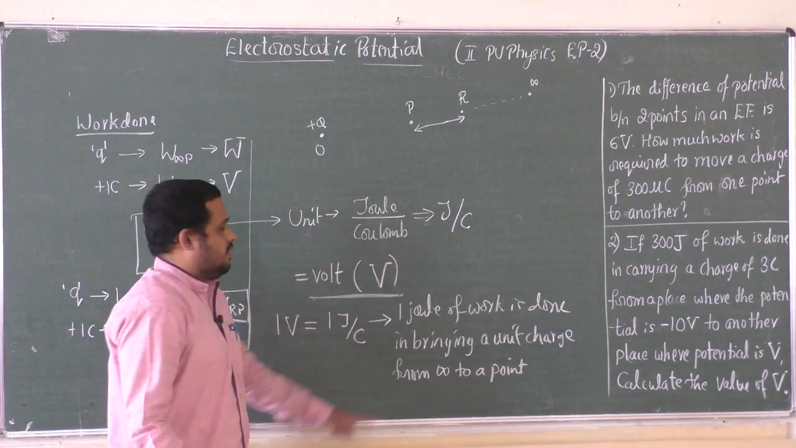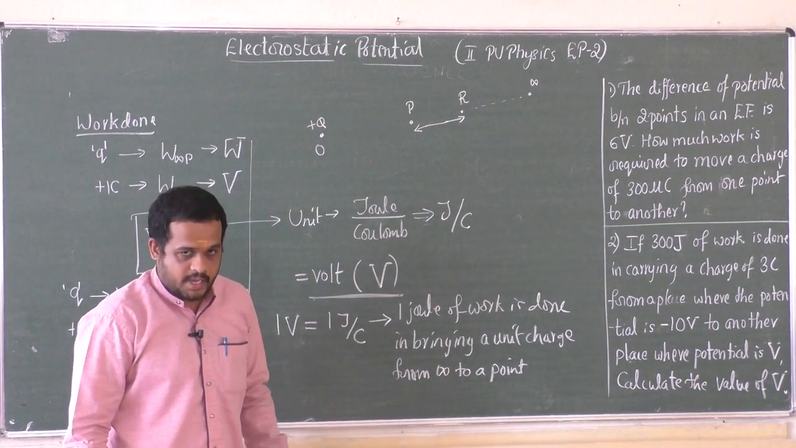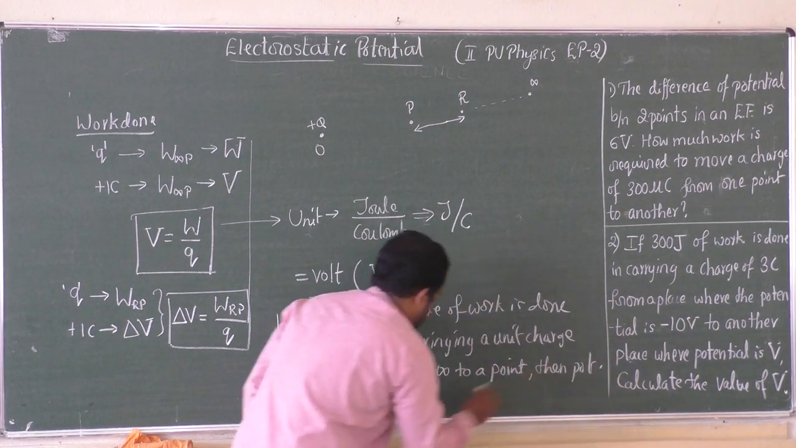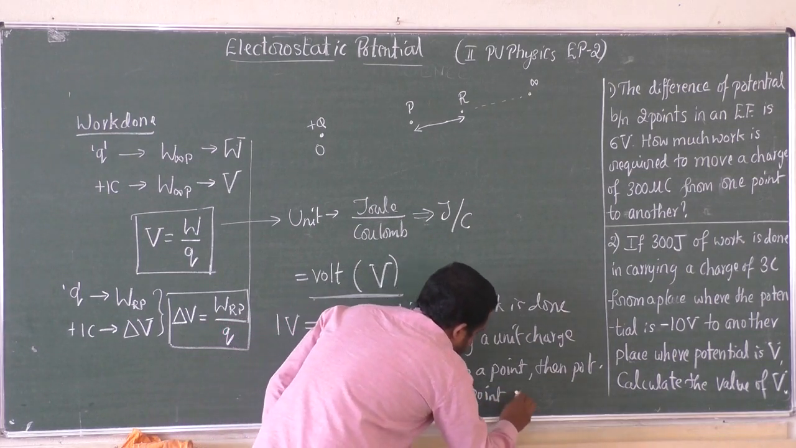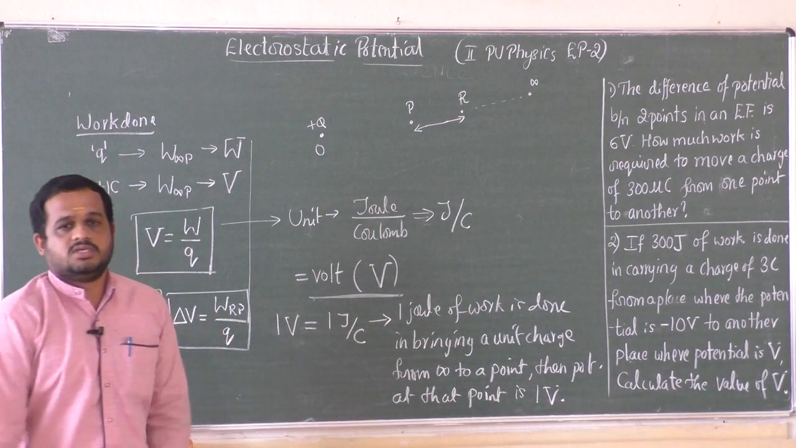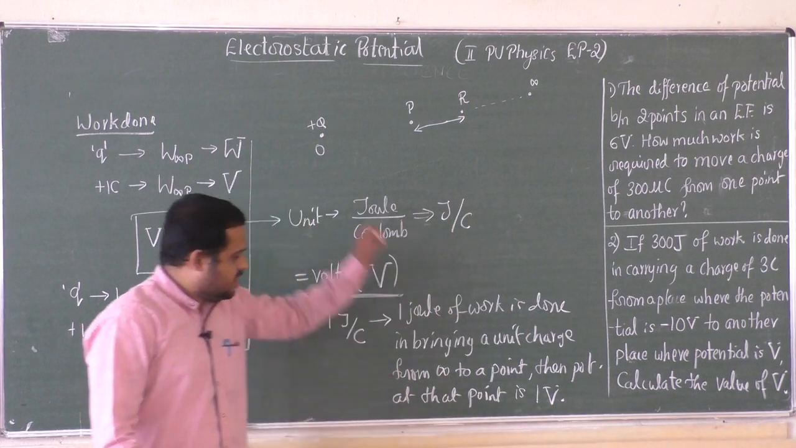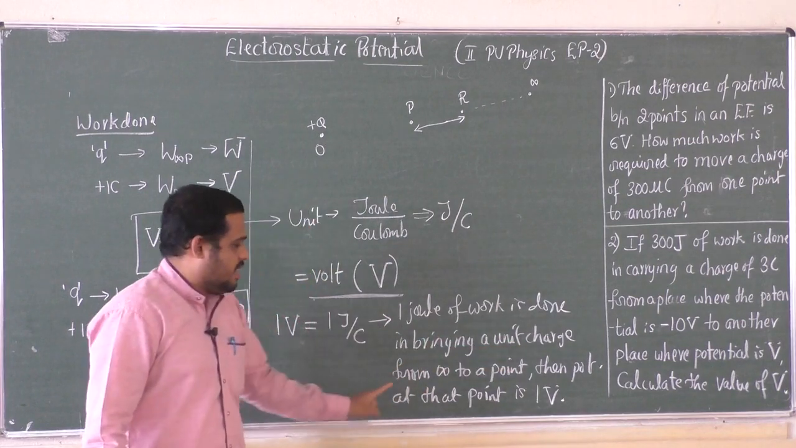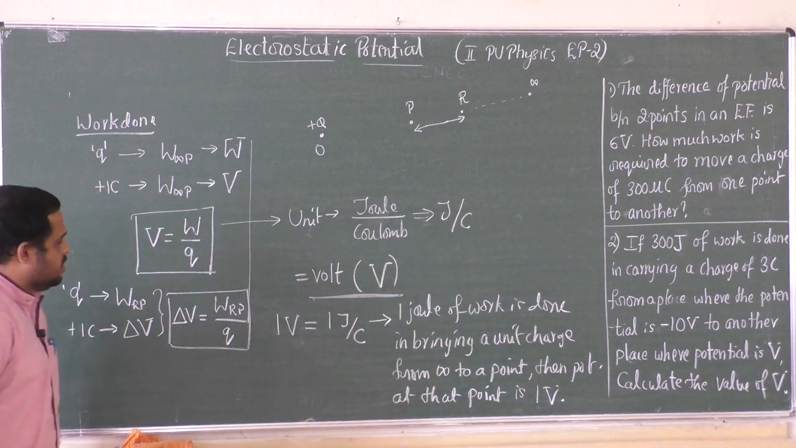If 1 joule of work is done in bringing a unit positive charge from infinity to a point, then potential at that point is said to be 1 volt. Potential at that point is 1 volt. If 1 joule of work is done in bringing a unit positive charge from infinity to a particular point, then at that point potential value or electrostatic potential value is equal to 1 volt. That is the definition of unit of potential.